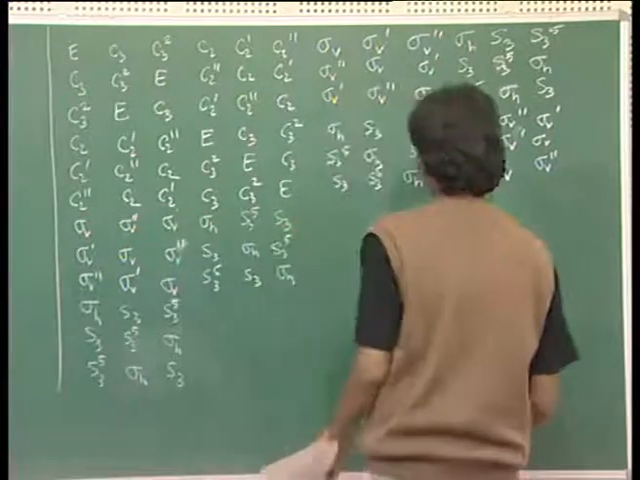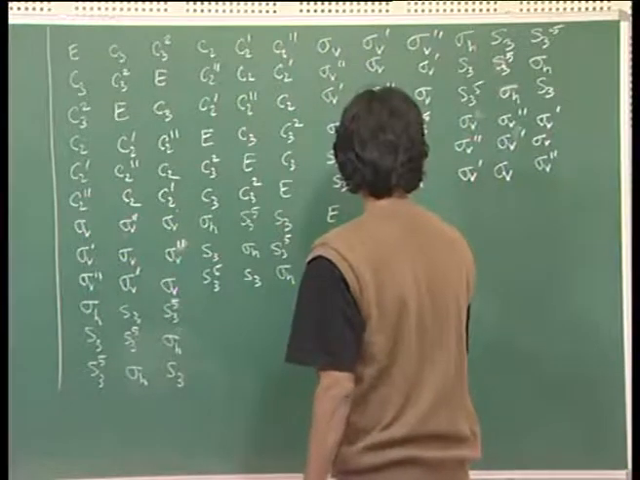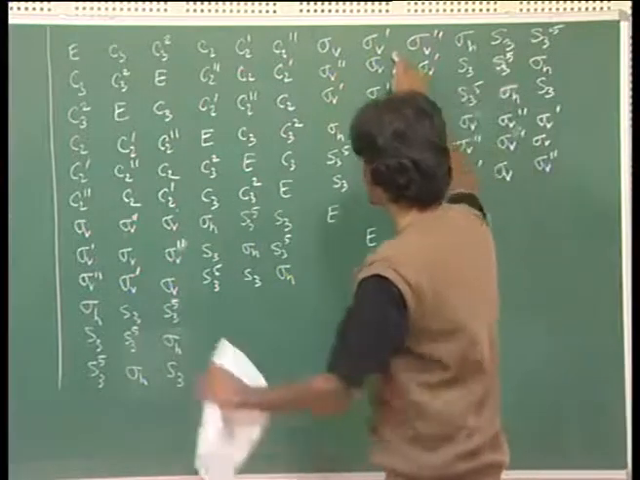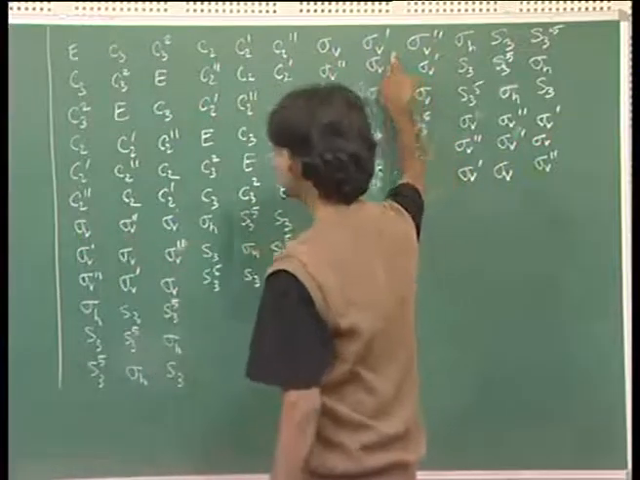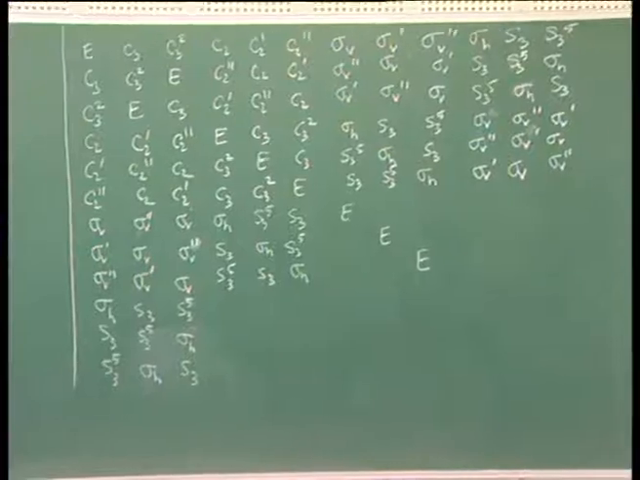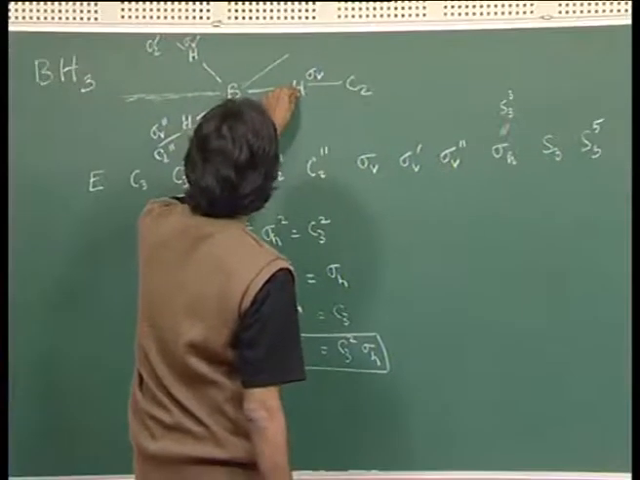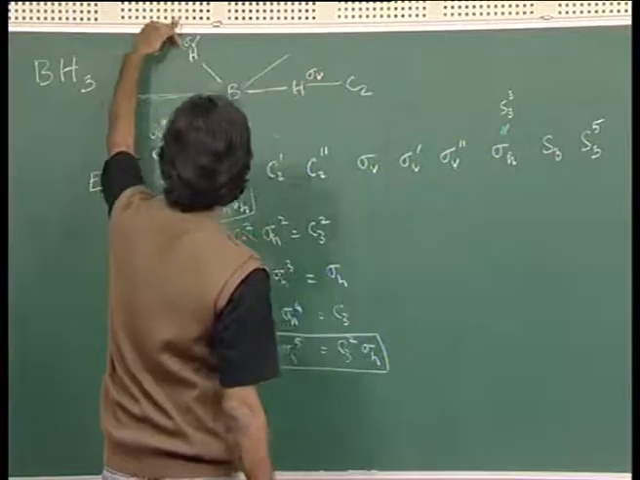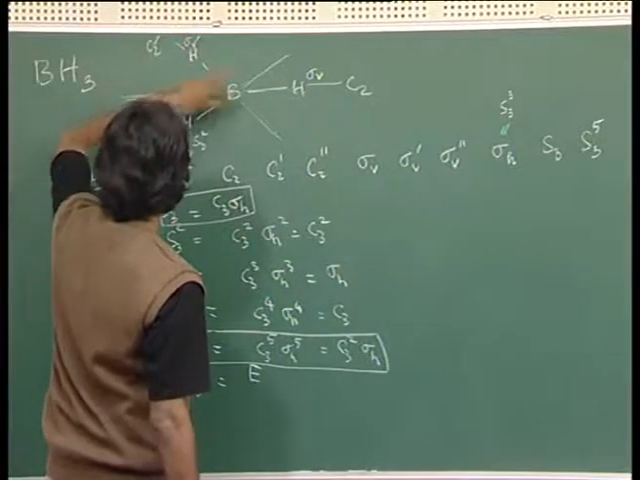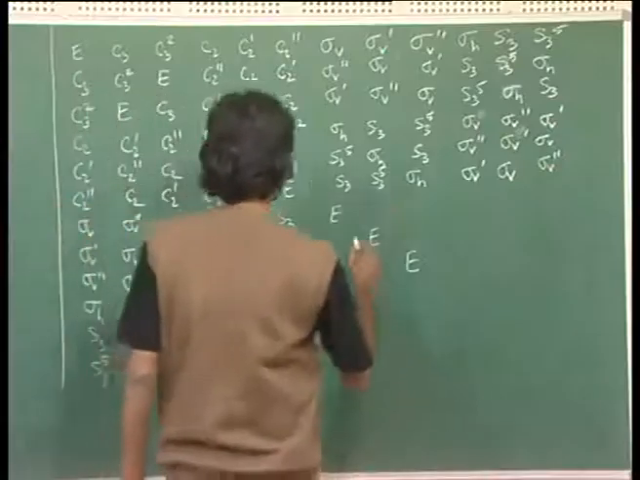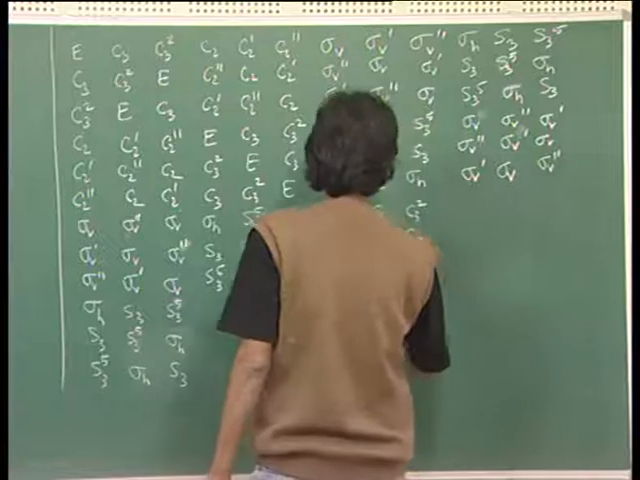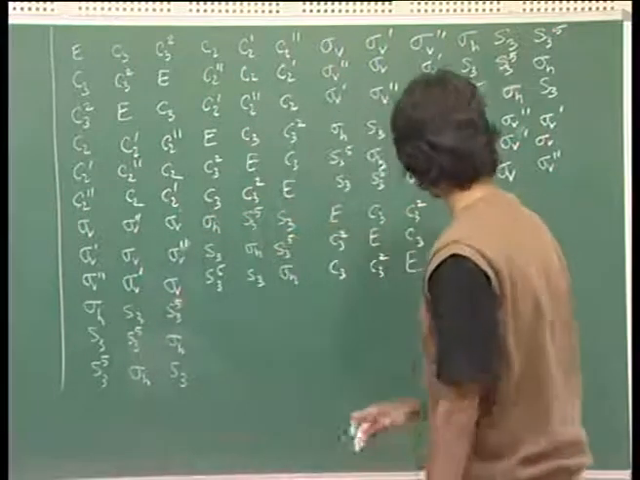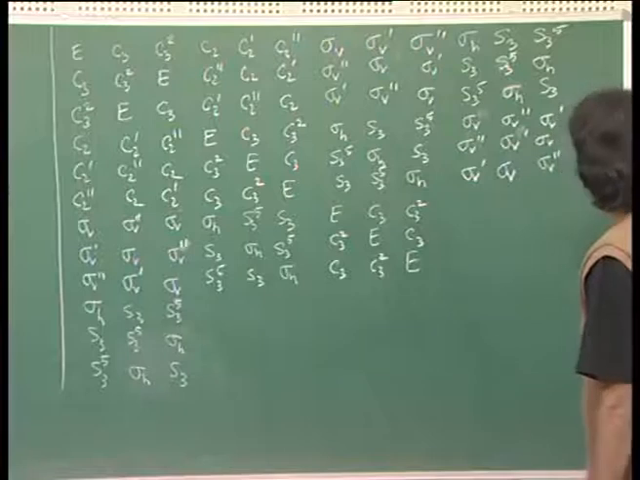Now sigma v is just identity. We have these three. Sigma v prime followed by sigma v: sigma v prime will take this here, followed by sigma v, that will keep this here. So this atom ended up here, and that corresponds to a C3 rotation. So this is C3 square, C3 square.